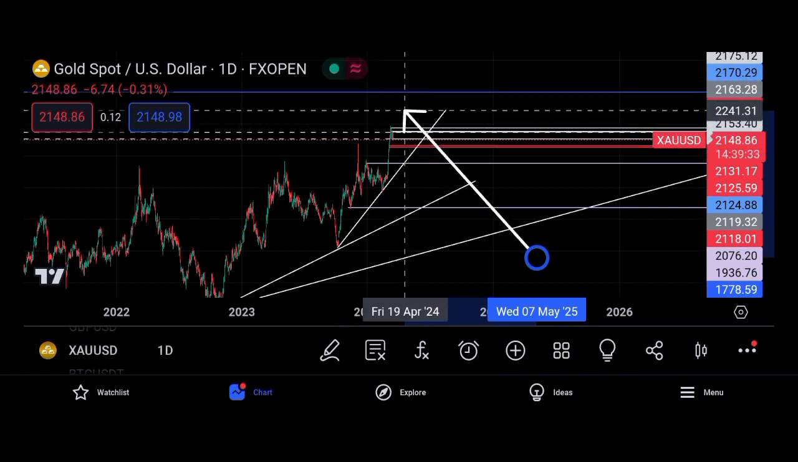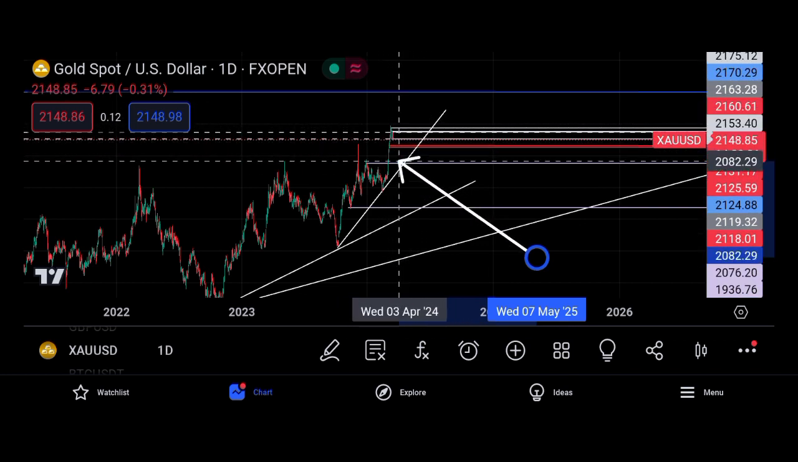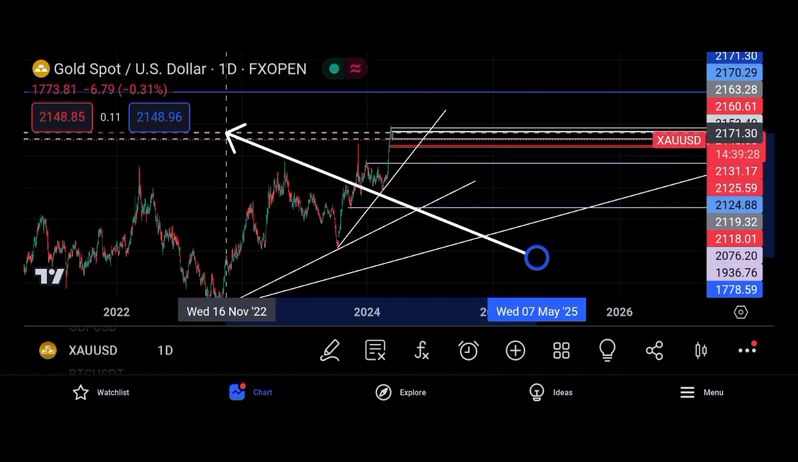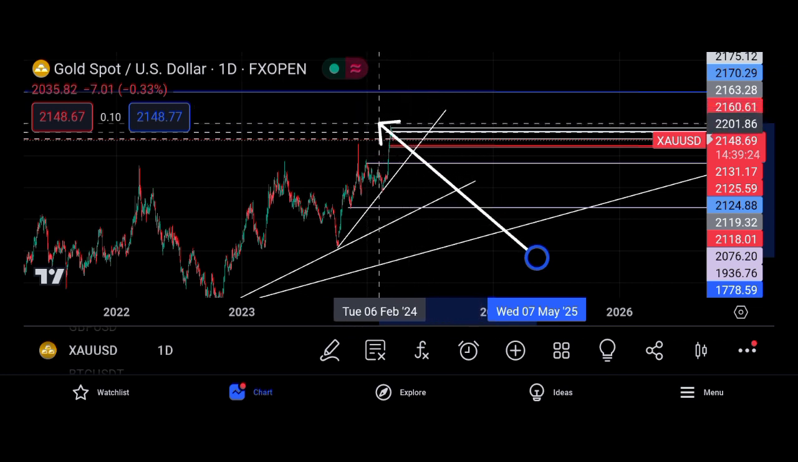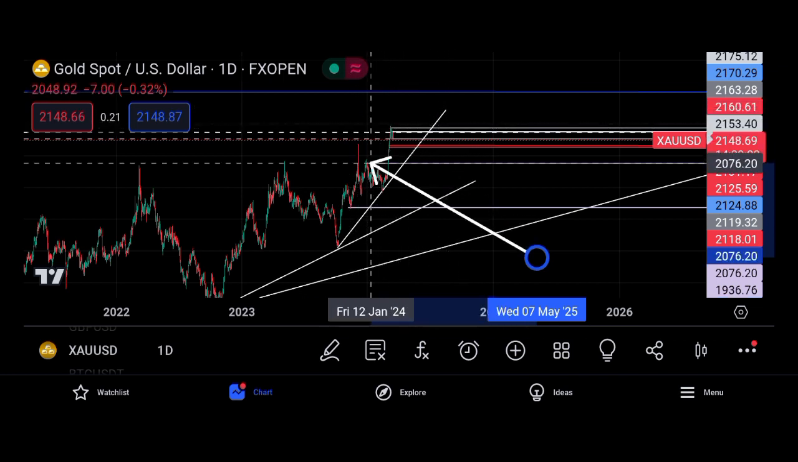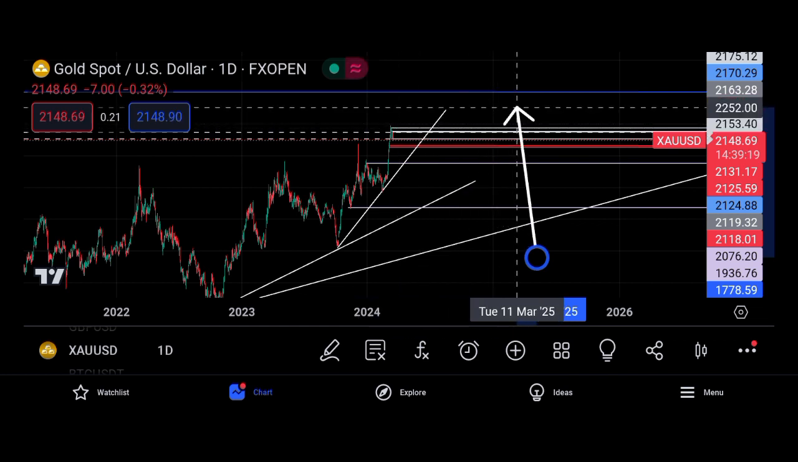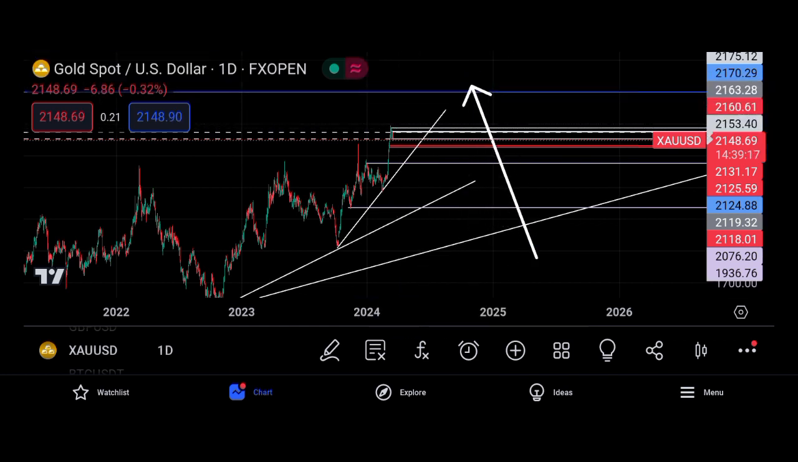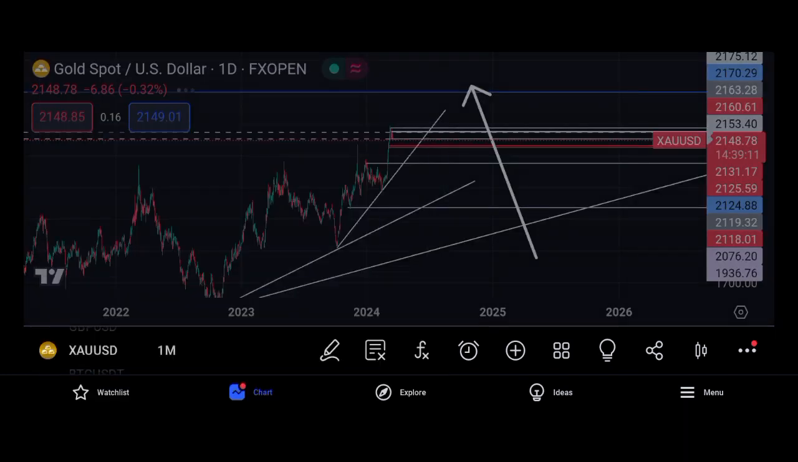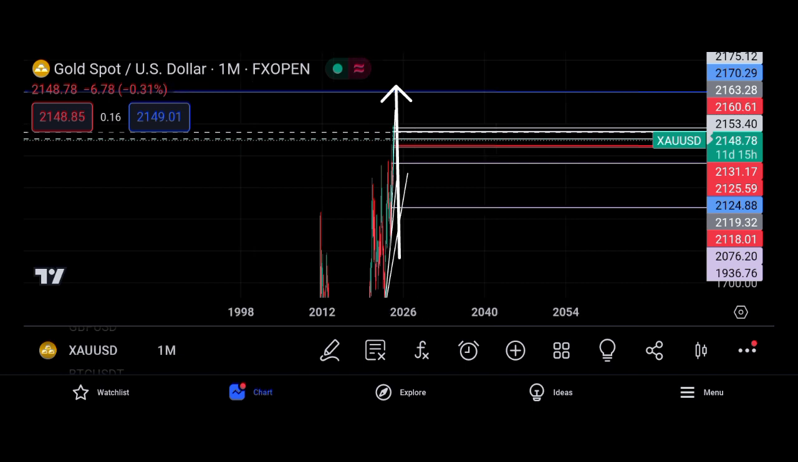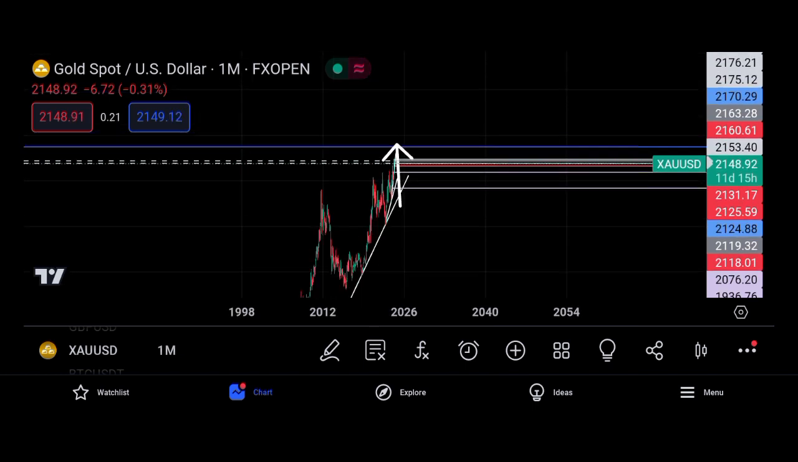So price should still come up and then come and retrace, and then eventually might even break this, because overall gold has, this is the highest point gold has gotten to since the beginning of this chart, right? Let me show you guys what I'm saying. Let me zoom out to the 1 month. So guys, as you can see, this is the highest point gold has ever gotten to.